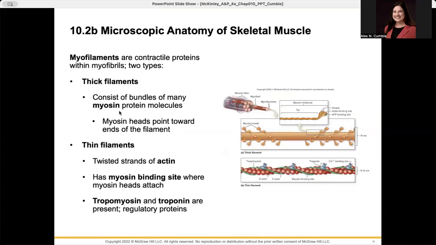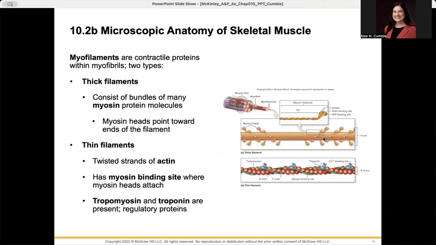So for our filaments, okay, we have a picture of each of them. This top one here is the thick filament made of exclusively myosin. And you can see that these myosin filaments also have these little heads that come off. That will be really, really important because it's going to be their attachment point to the other fiber, which is going to be the thin actin filament.